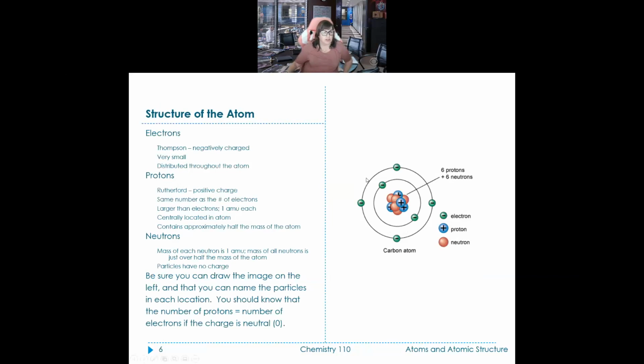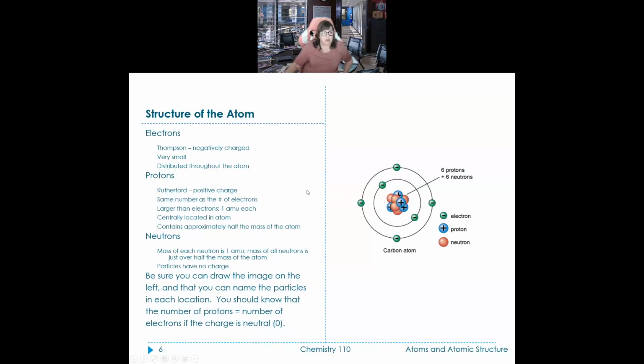So let's talk about the structure of the atom. Initially, this is what we thought it looked like. Now, this was what we were presented from Niels Bohr. He gave us this particular image. We know that it's no longer true, but it's something that we can use to begin to see how this works. There's a guy named Thomson who discovered that there were very small negatively charged particles in the atom. He called those electrons. They are distributed throughout the atom.